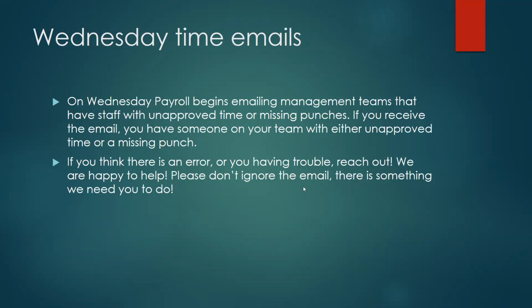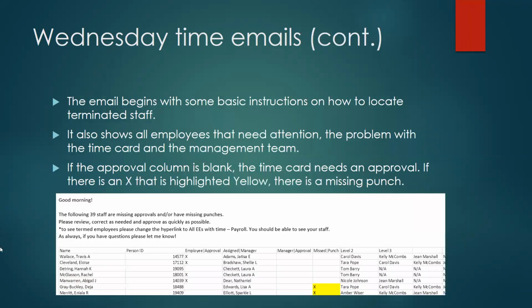This goes into those Wednesday emails. So if you receive that email, there is someone we need you to pay attention to on your team in that email. This is kind of what the email looks like. I know we've updated it a little bit. The blue is for time cards that still need to be approved, and the yellow is for missing punches. So the email has some basic instructions on there. It's color coded. It tells you what to look for. And then everybody in that list is someone that needs attention.